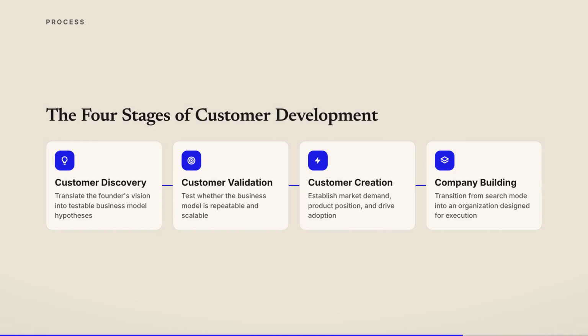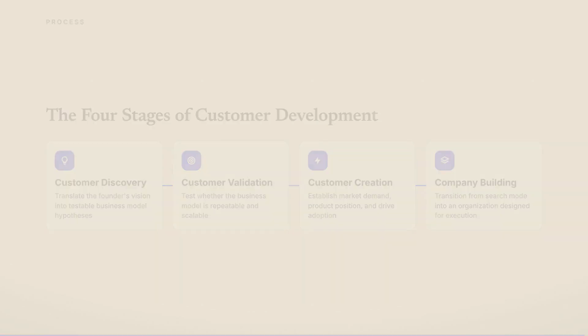Most startups fail because they skip straight to stage 4. They build a company around an untested idea. The method forces you to prove each stage before moving to the next.